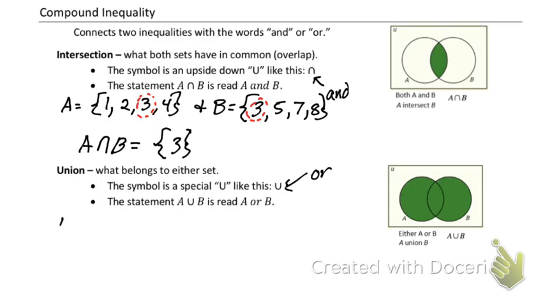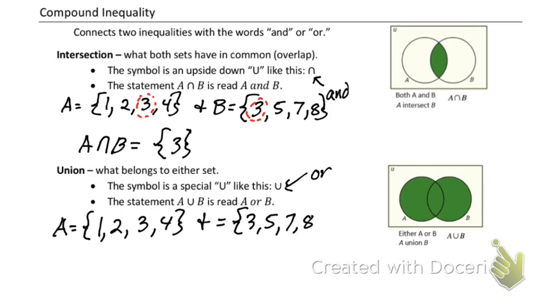So if we use those exact same numbers where A equaled the set 1, 2, 3, and 4, and B equaled the set 3, 5, 7, and 8. We have A union B is going to be everything that's in set A. So that would be 1, 2, 3, 4. Or it's in set B. So I'm going to list everything that's in B. Well, we already listed 3, so we just got to tack on 5, 7, 8.